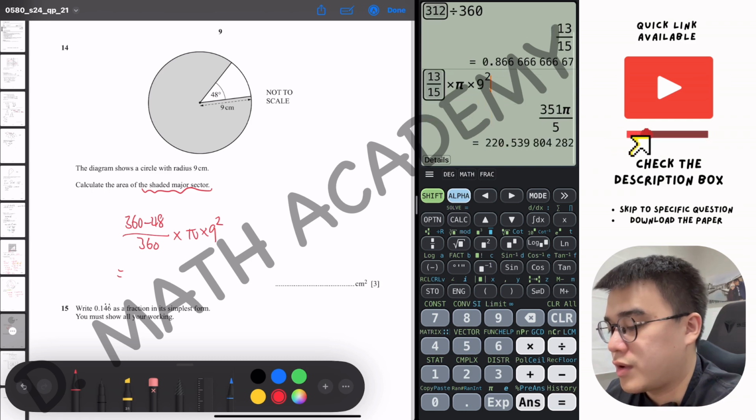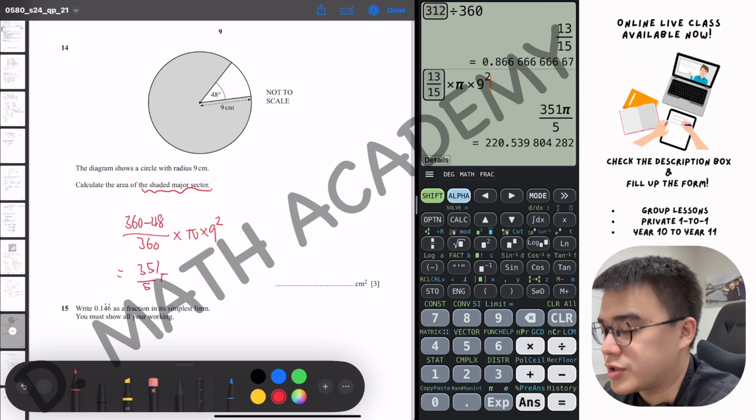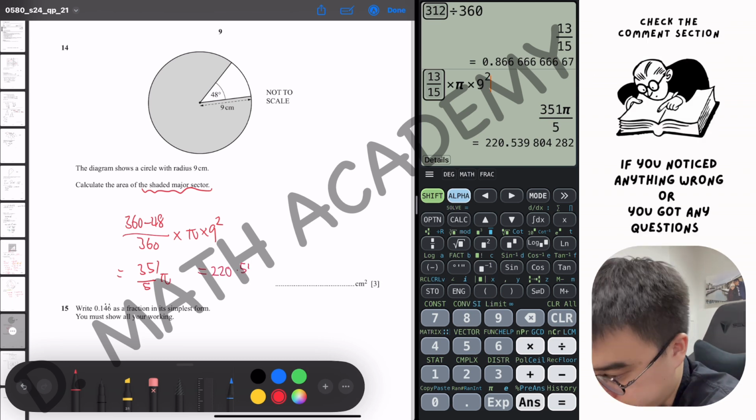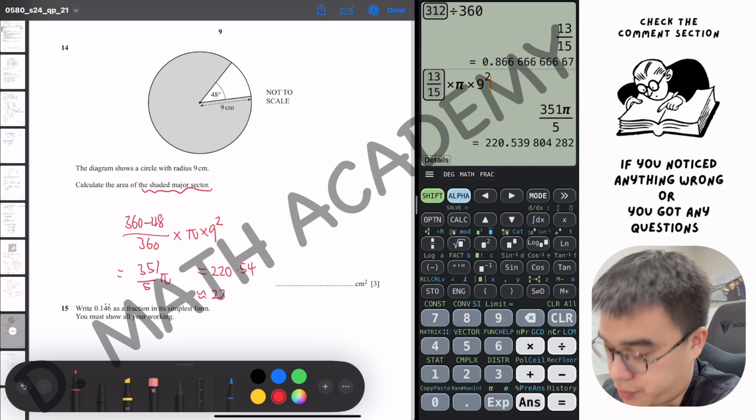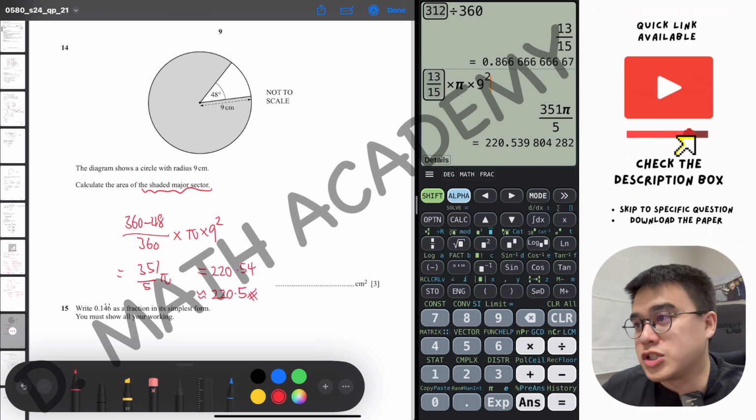Okay, of 351 over 5 pi, which is approximately 220.54, or 220.5 as your final answer.